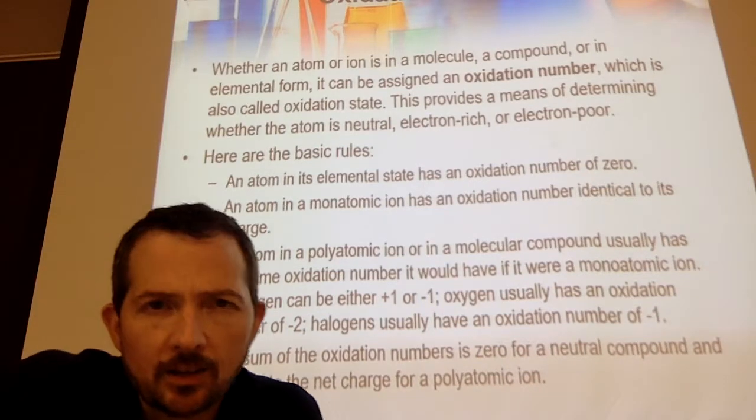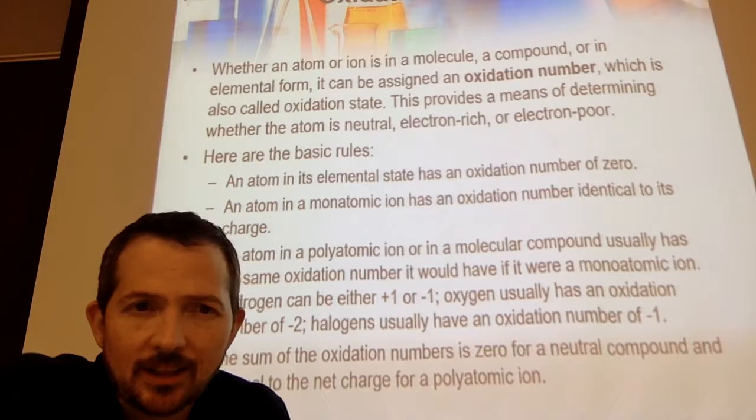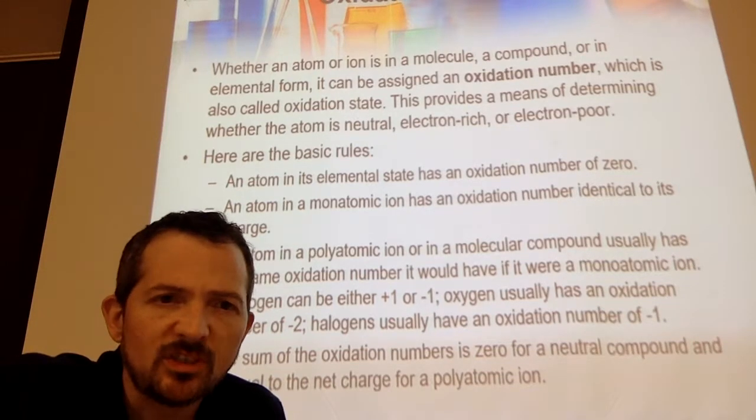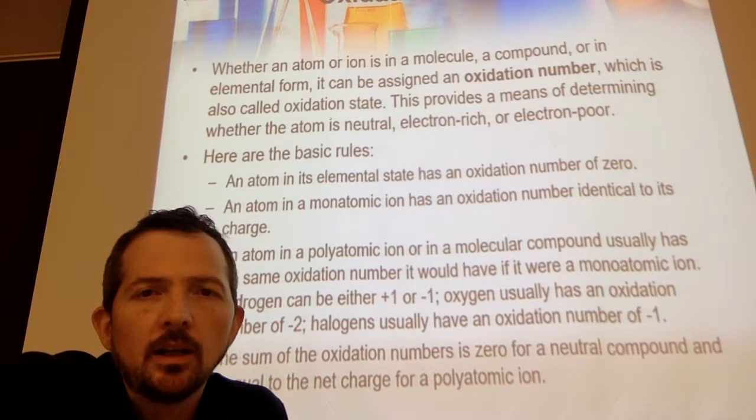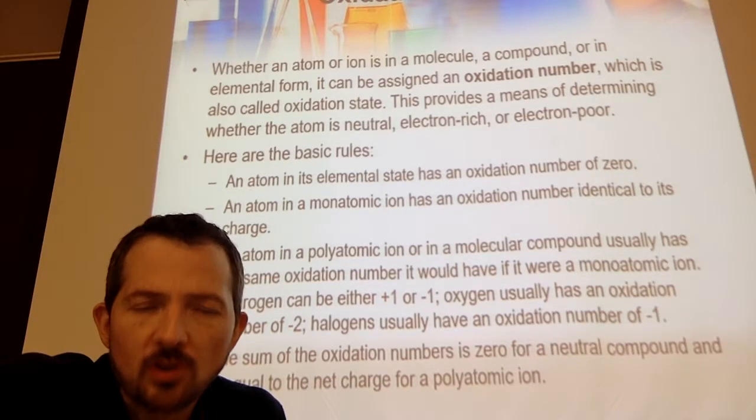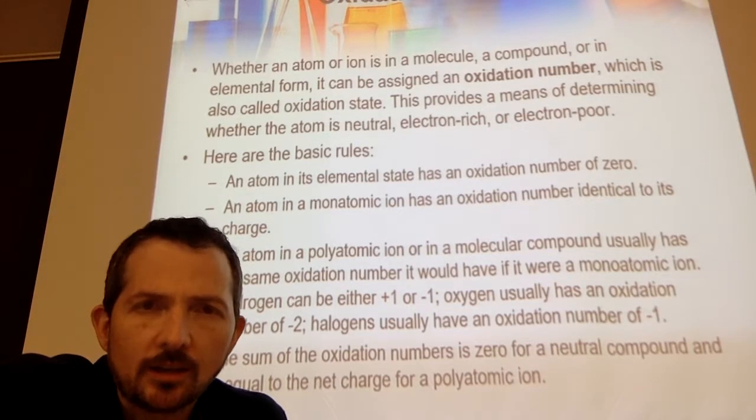Whether an atom or ion is in a molecule, a compound, or an elemental form, it can be assigned an oxidation number. That's what we've been doing this whole time when we were naming compounds, saying if it is in group 1, it has a +1 charge. That's its oxidation number, also known as oxidation state.